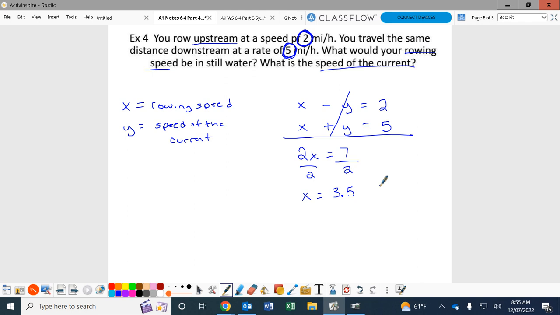Hold on one second. Sorry, I lost my train of thought when I did that. Hold on. So it'd be 3.5 miles per hour.